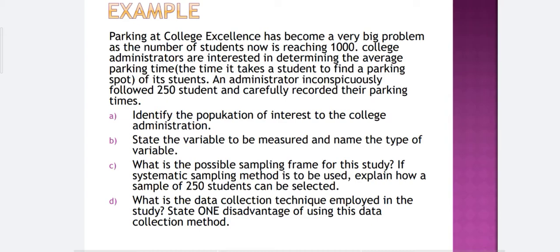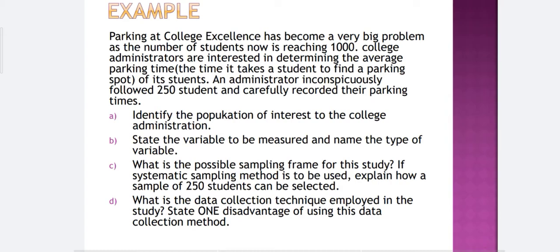State the variable to be measured. What does he want to study? Okay, if you look at the second sentence, it says the administration is interested in determining the average parking time. So the variable is average parking time. That is the variable of interest. And name the type of variable. The type of variable, parking time. Parking time is time. So time is a continuous, quantitative variable.